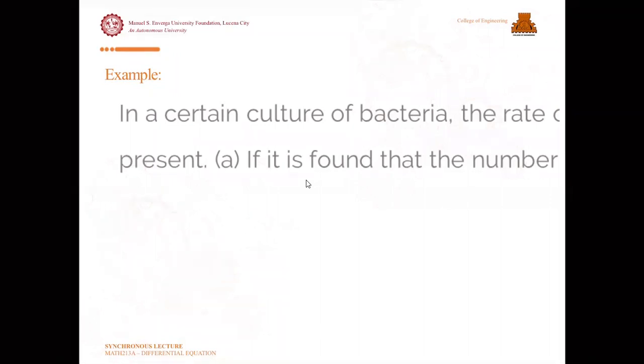Okay? So it says, in a certain culture of bacteria, the rate of increase is proportional to the number present. Since it is a rate of increase, that means we have growth. So our N is equals to C E positive KT. The first condition, if it is found that the number doubles in 6 hours, so T is equals to 6. Our N is double our initial.